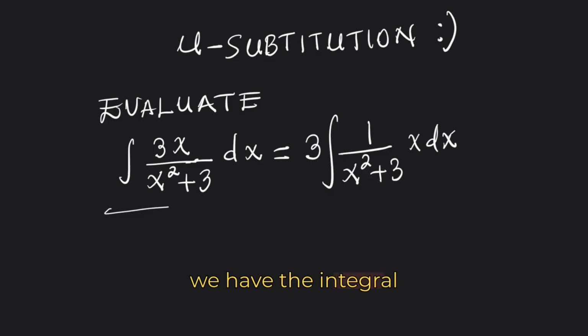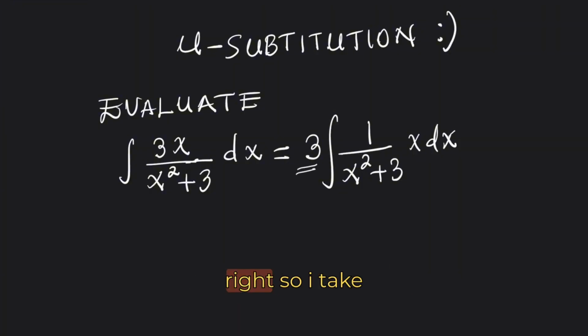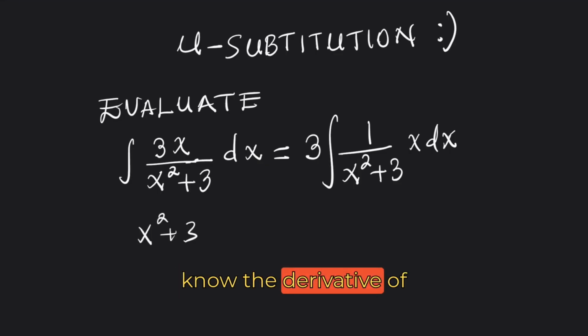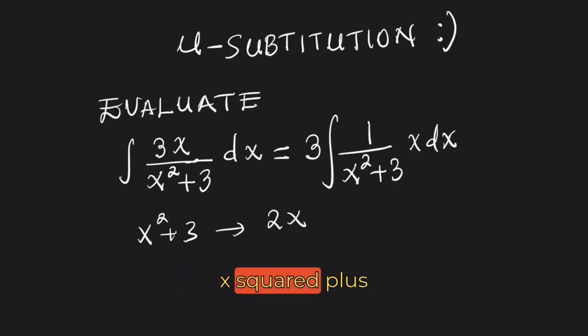So here we have the integral of 3x over x squared plus 3 dx. Then I can write this by factoring out the 3, because 3 is a constant, right? So I take out 3 here and write the integral of 1 over x squared plus 3, x dx, for a reason, okay? So we know that the derivative of x squared plus 3 is just 2x, okay? And you can see that you have x in the numerator here.